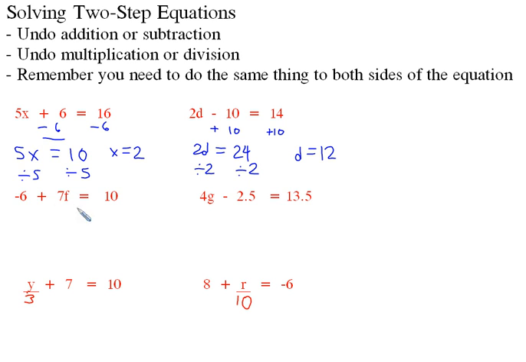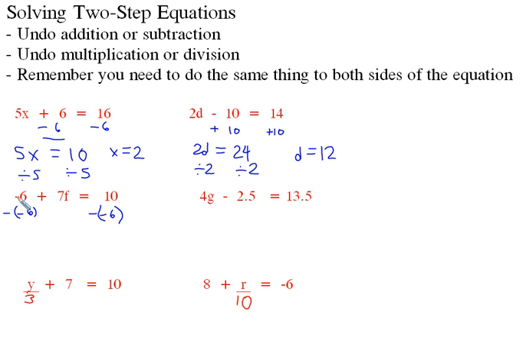Here, same exact thing. Negative 6 plus 7f is equal to 10. And again, if you want, you can think about it this way: subtract negative 6, because you're taking away negative 6. Subtract negative 6 from both sides. Or you could just think it out this way and add 6 to both sides. But we're talking about taking that away, so that's why I'm doing it this way.